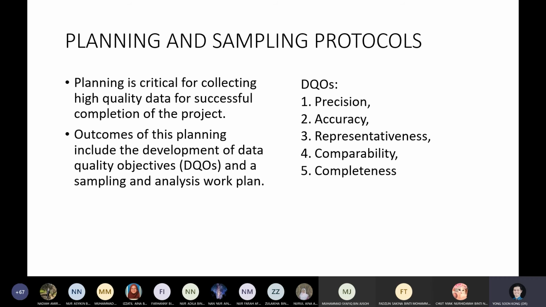So for the first part, the overview. Now, before we even talk about the planning or everything, let's talk about the protocols first, the sampling and planning protocols. Now, why do we even need to start planning first? I mean, for obvious reasons, because if you don't plan, for sure failure will come.